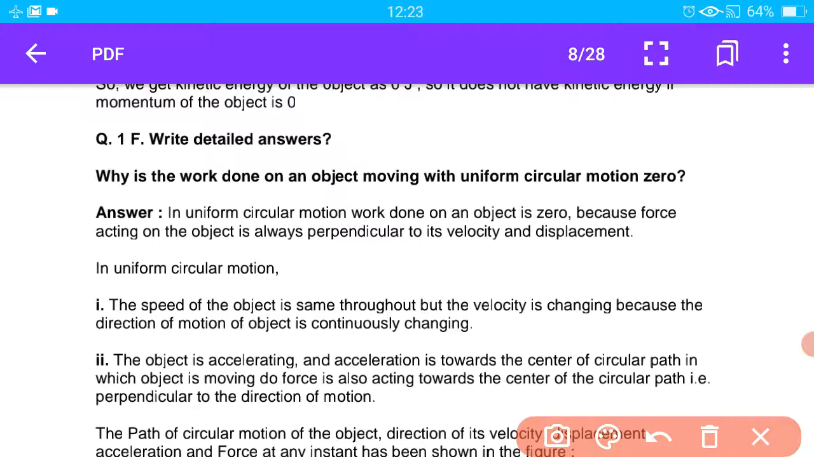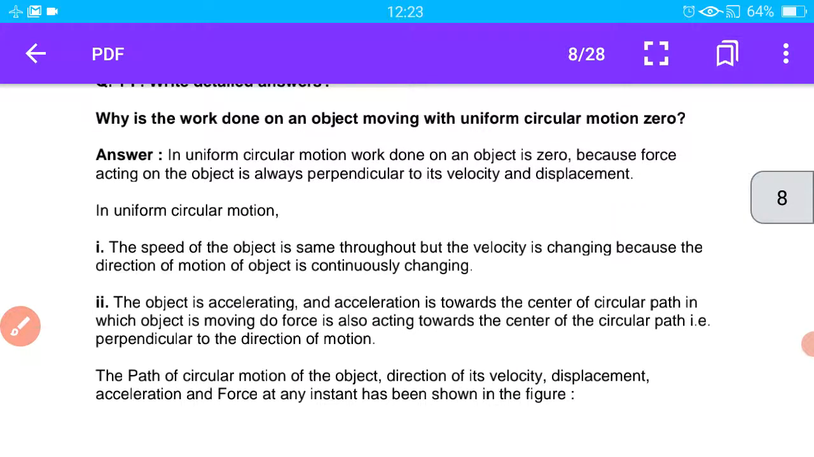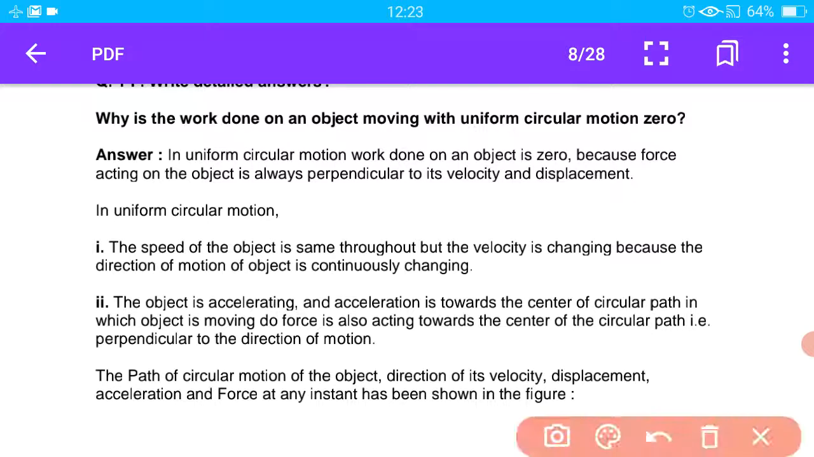Question: Why is the work done on an object moving with uniform circular motion 0? Answer: In uniform circular motion, work done on an object is 0 because the force acting on the object is always perpendicular to its velocity and displacement. In uniform circular motion, number 1, the speed of the object is the same throughout, but the velocity is changing because the direction of motion of the object is continuously changing.